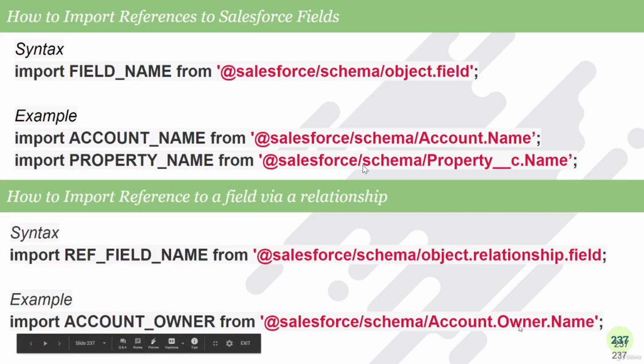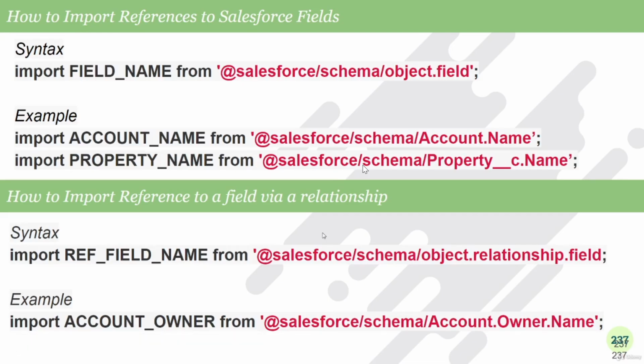Account has a relationship with owner, and we want to fetch the name field of the owner. So you can write account dot owner dot name, that is object dot relationship dot field. So these are the different ways by which you can import the reference of the fields or the object, whether it's a custom object or a standard object, and you can reference a relationship as well.